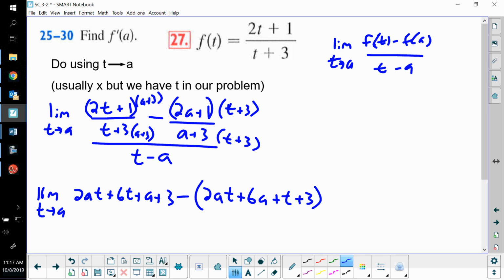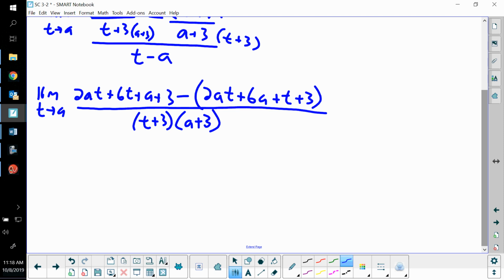Okay, that's just from FOILing out. This will be over our common denominator. So our common denominator is t plus 3, a plus 3. And that was all over t minus a.